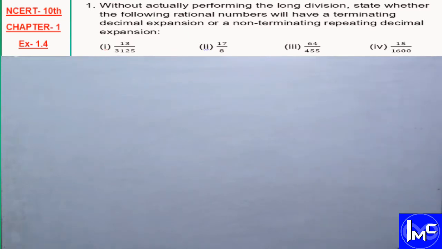Students, today we are going to start exercise 1.4 that is related to decimal form or decimal representation of a rational number. If you want to learn about the types of decimal representation, then I will put the link in my description box. You can easily learn the types of the decimal forms from that video. Now we are going to start.